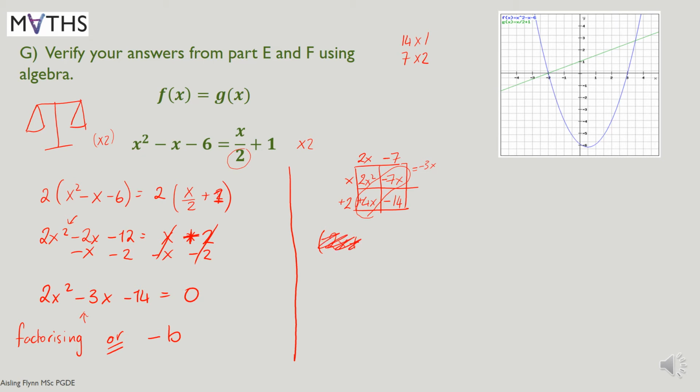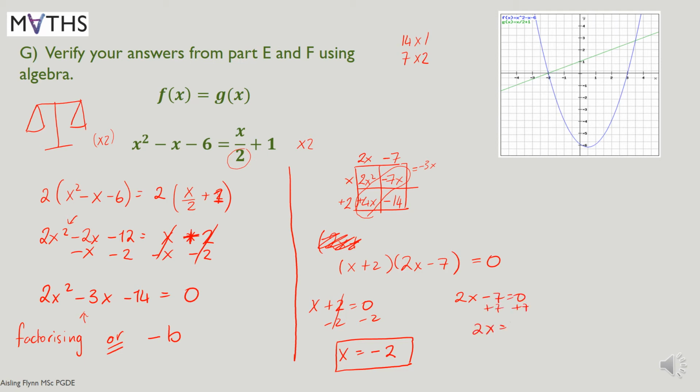My factors are along the sides. One is x plus 2 and the other one is 2x minus 7. Put it equal to 0 because there was nothing on the right hand side. Now the next step is to put each factor separately equal to 0 and solve. So take 2 from both sides, and this one gives me x equals minus 2. The second one, 2x minus 7 equals 0, add 7 to both sides, 2x equals 7, divide both sides by 2, we get x equals 7 over 2, or x equals 3.5.